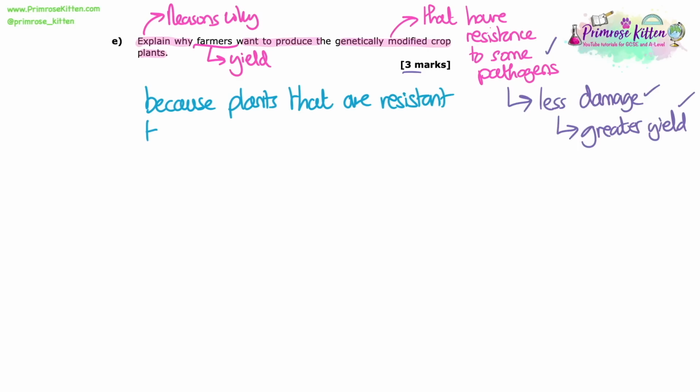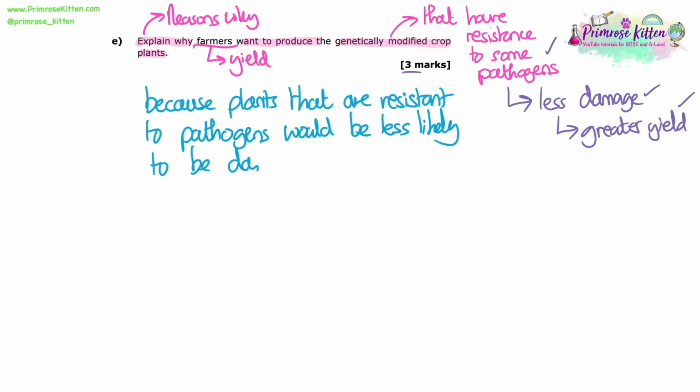So there are 3 points. So explaining that by having these genetically modified plants, they're going to be resistant to pathogens. Therefore, there'll be less damage to the plants from pathogen infection, and therefore the farmers would have a greater yield, which is something that they want because it means they can get more profit, or they've not wasted that part of the land that they've been using to grow that crop. So our answer then can literally be 1 sentence, but it can get us the 3 marks. So because plants that are resistant to pathogens would be less likely to be damaged, so the crop yield can increase. That's it.